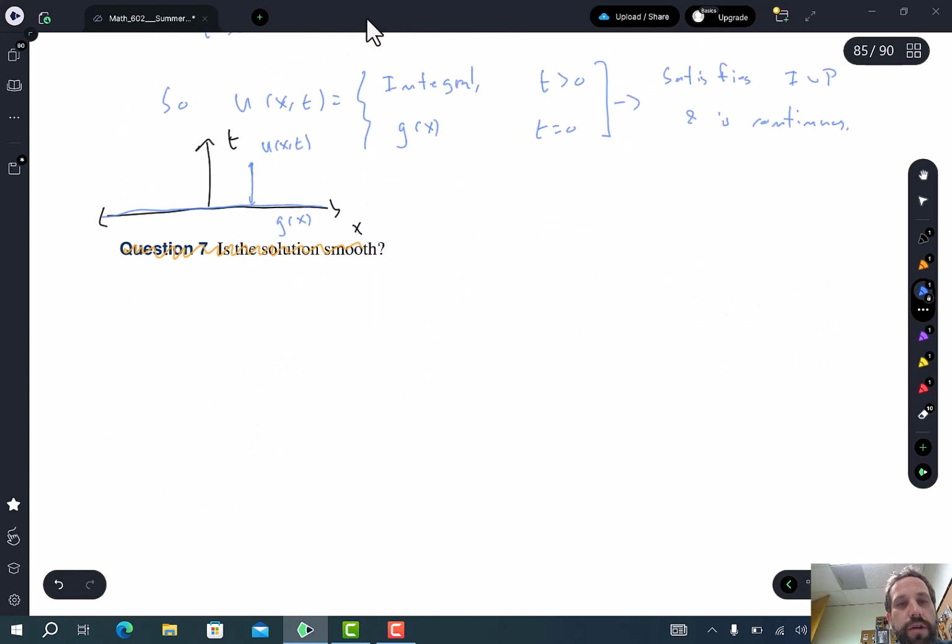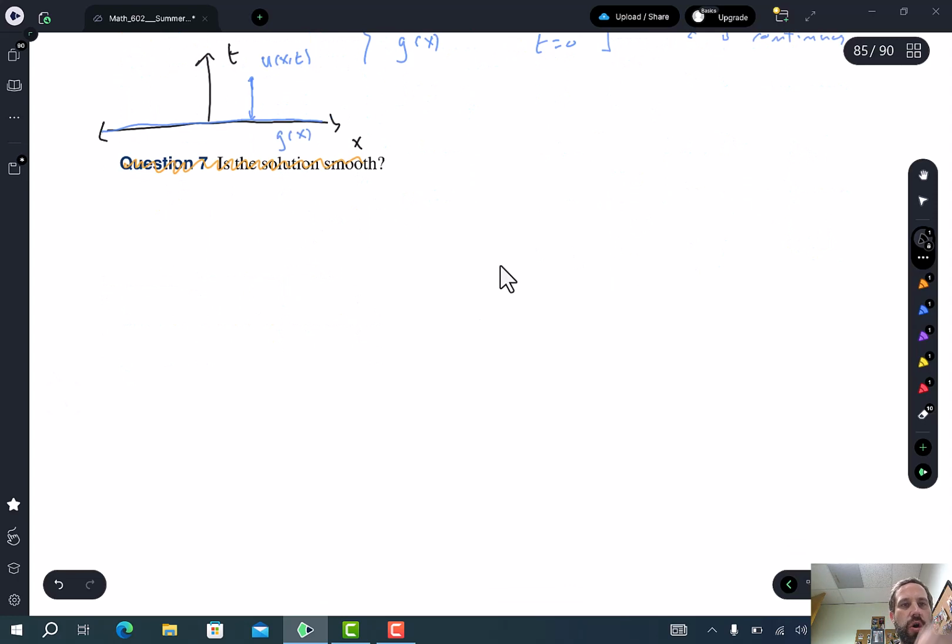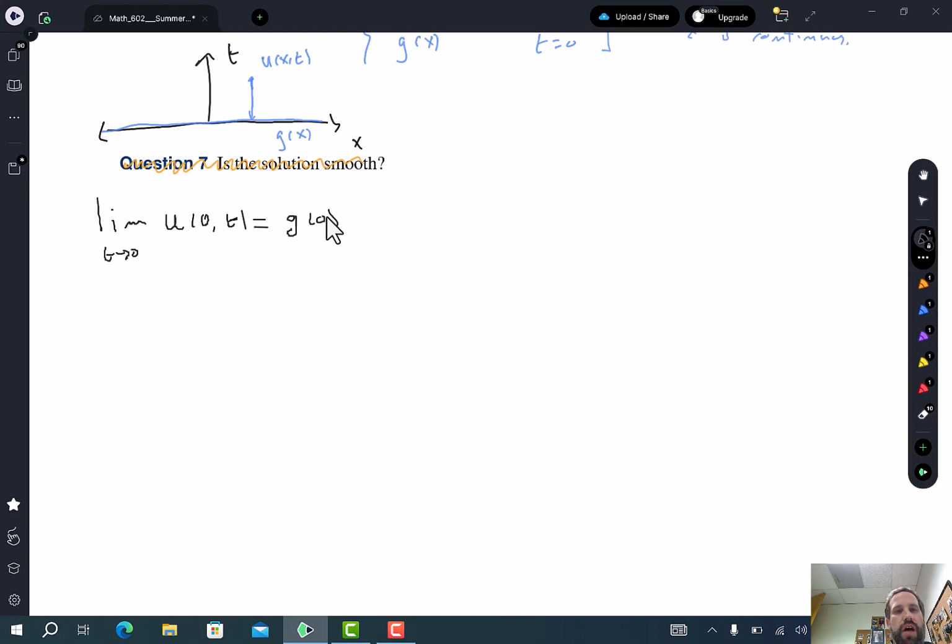So let me talk a little bit about why this is true. What we want to show is this limit, which is supposed to hold for all x, but I just want to fix x equal to 0. I want to talk about the limit as t goes to 0 of u of 0, t, which is equal to g of 0. Then you can see how this would work for other values of x other than 0.